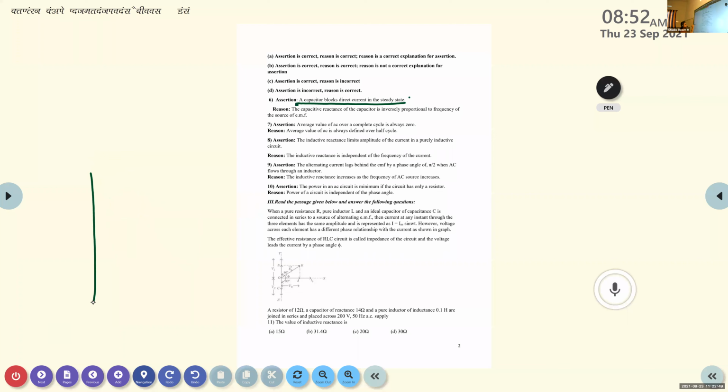If you consider the graph of AC, a half cycle implies only this portion. This indicates the half cycle. For the next half cycle, to complete a cycle, we need one more half cycle, but in the opposite direction. One is in the positive axis, the other half cycle in the negative axis. They are equal in magnitude but opposite in direction, so they will cancel each other. So we can say the average value of AC over a complete cycle is always 0. It's a correct statement.